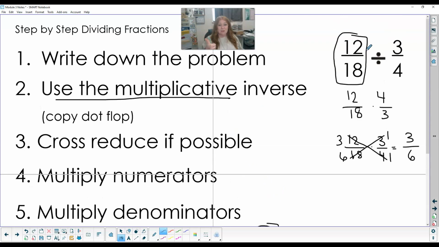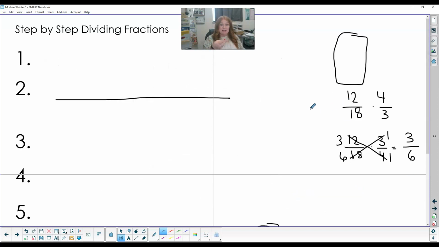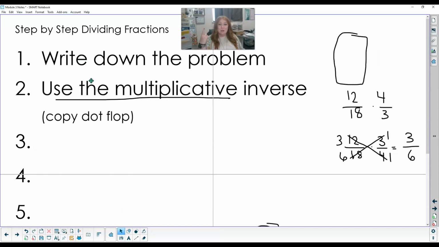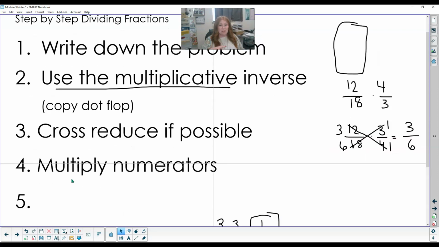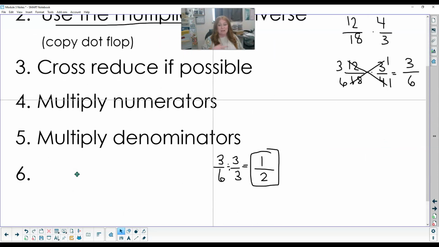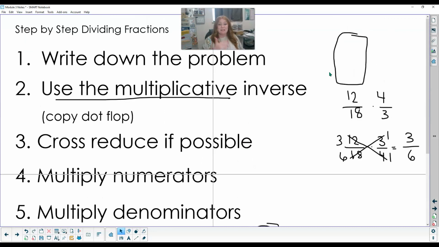Write the problem down. What is your original? Copy dot flop to use that multiplicative inverse. We could see back here, it'll give us the same answer. This just made it easier numbers. Write down the problem. Use that multiplicative inverse, copy dot flop, keep, change, flip. Cross reduce if possible. It's going to make your life a lot easier. Multiply the numerators, multiply the denominators, simplify if necessary. So make sure you have all of those steps in the example written down to finish up your notes.